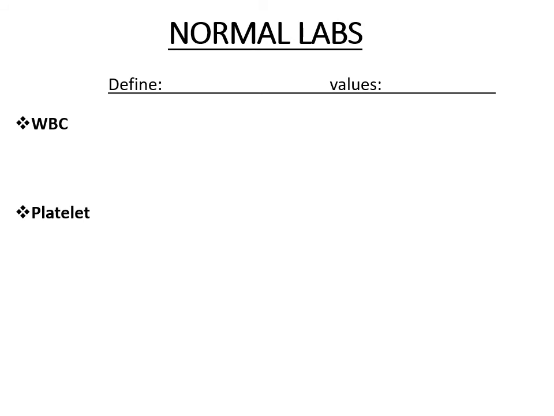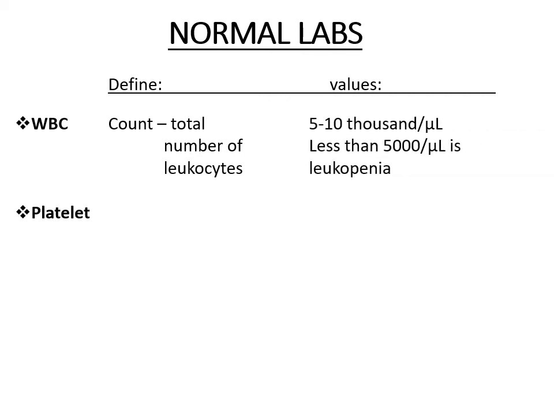Okay, continuing with normal lab values, white blood cell count in the bloodstream, typically 5 to 10,000. If it's less than 5,000, we'll call it leukopenia. If it's greater than 10,000, we'll call it leukocytosis, an elevated white blood cell count. Platelet count, typically 150,000 to 400,000 is your typical blood platelet count.